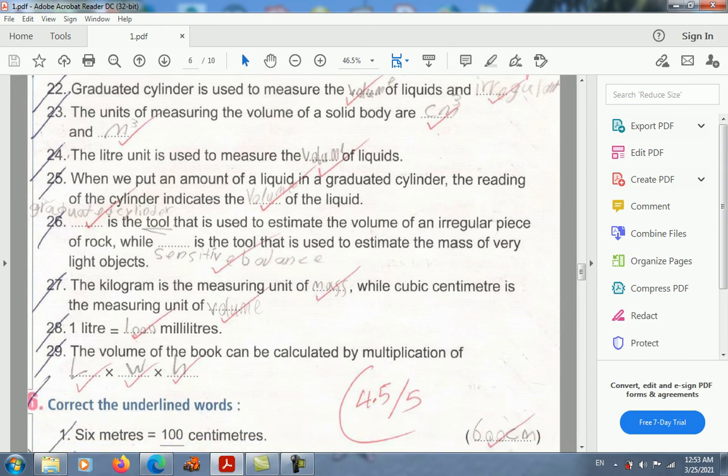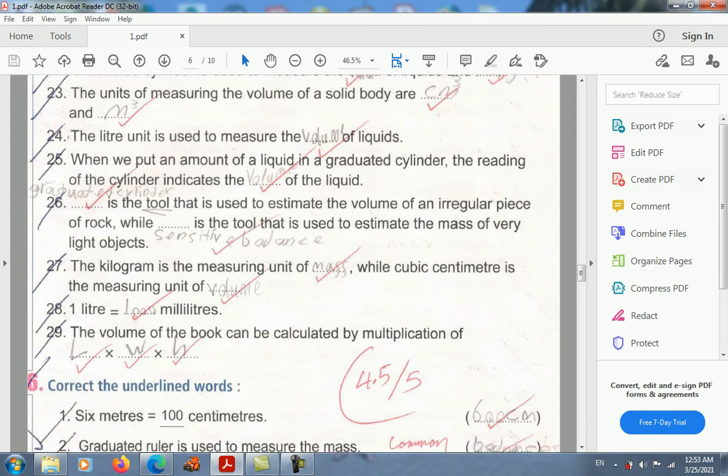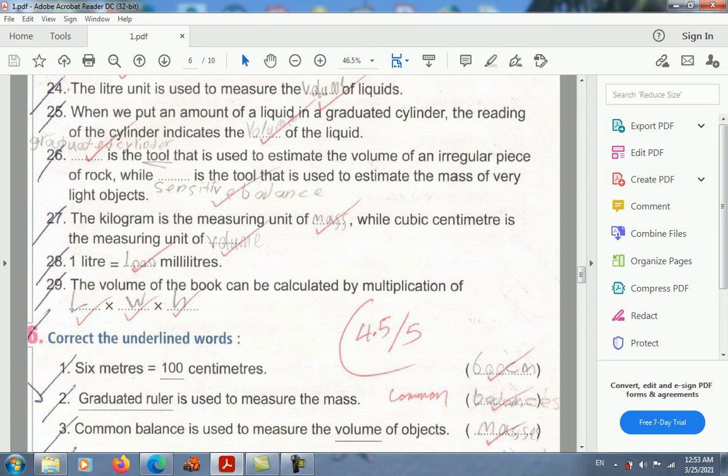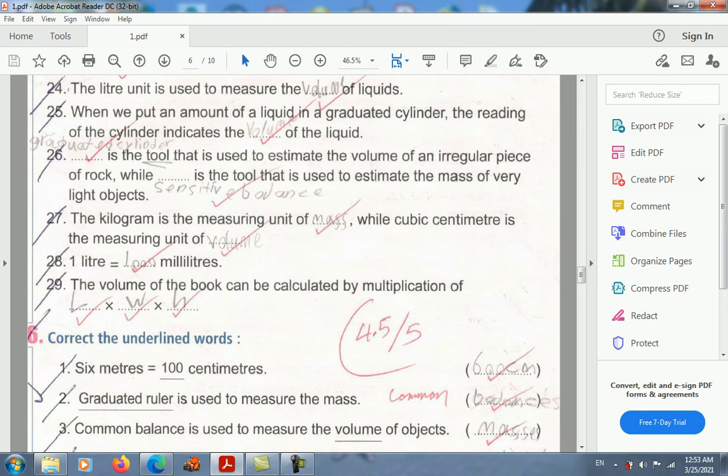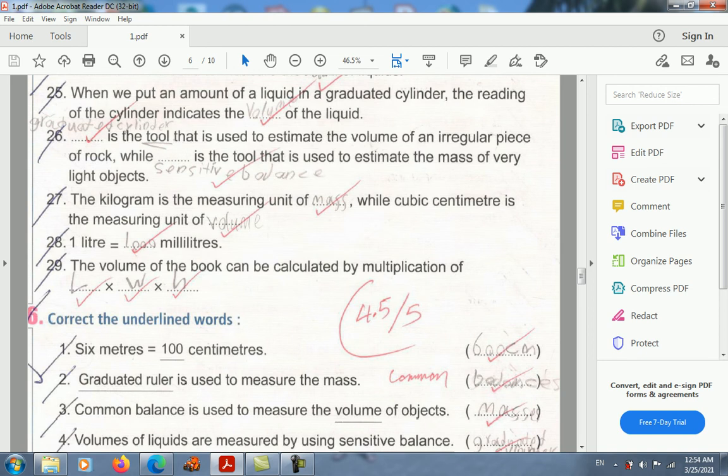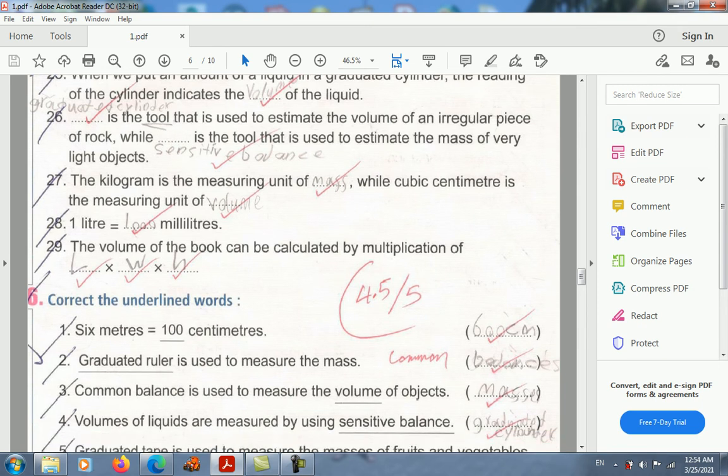22. Graduated cylinder is used to measure the volume of liquids and irregular shapes. 23. The units of measuring the volume of a solid body are centimeter cube and meter cube. 24. The liter unit is used to measure the volume of liquids. 25. When you put an amount of a liquid in a graduated cylinder, the reading of the cylinder indicates the volume of the liquid.